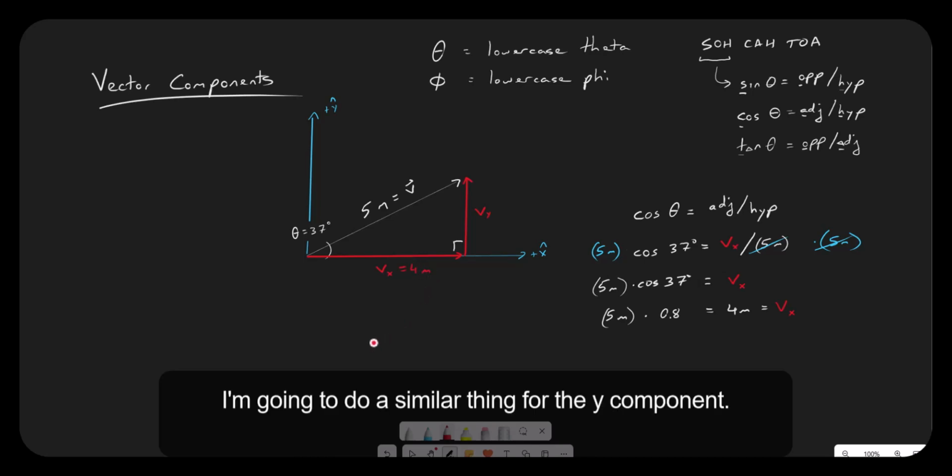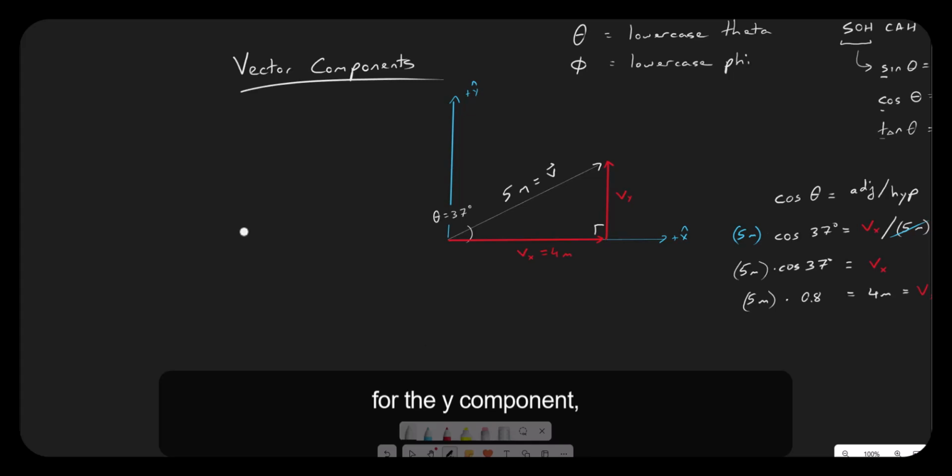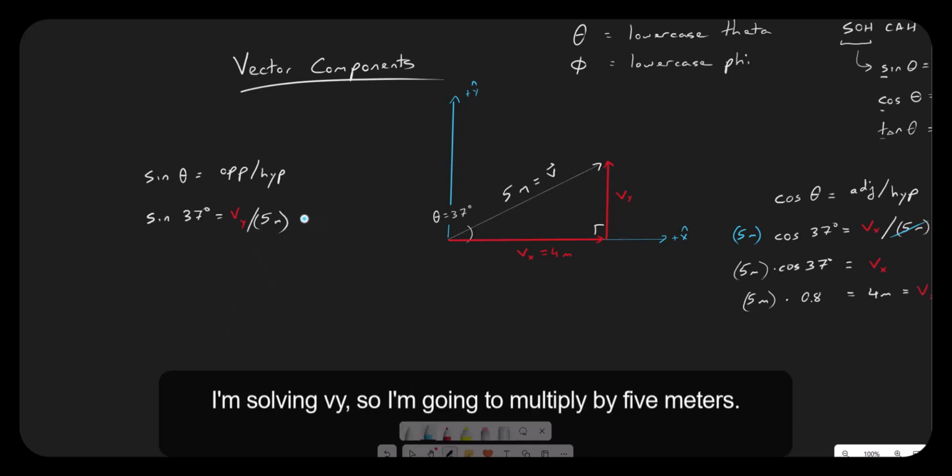I'm going to do a similar thing for the y component. I'll move this over a little bit. For the y component, I know that the sine of my angle is equal to the opposite side over the hypotenuse. So the sine of 37 degrees is Vy. That's my opposite side right here, over the hypotenuse, which is my 5 meters. I'm solving for Vy, so I'm going to multiply by 5 meters.